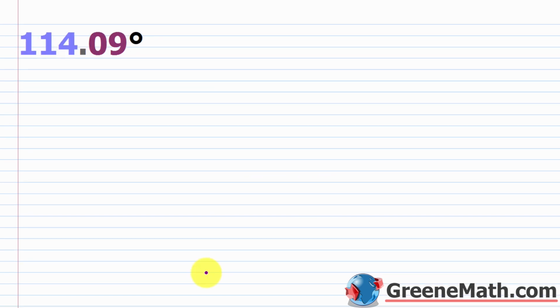All right, so now what we want to do is go from this decimal form here, this 114.09 degrees, to degrees, minutes, and seconds. So this is a pretty common task and very easy to do. So in the end, you want something that looks like this. You're going to have degrees, you're going to have minutes, and you're going to have seconds, okay?